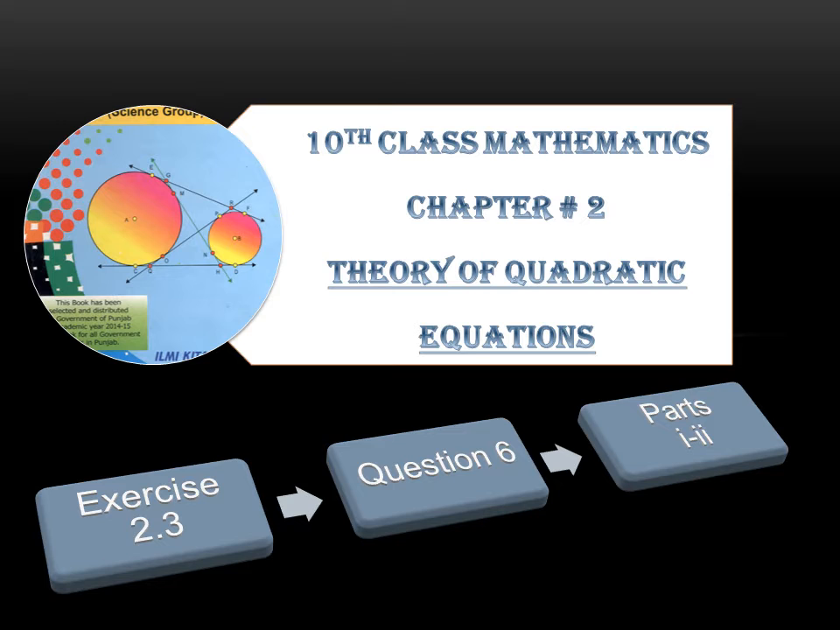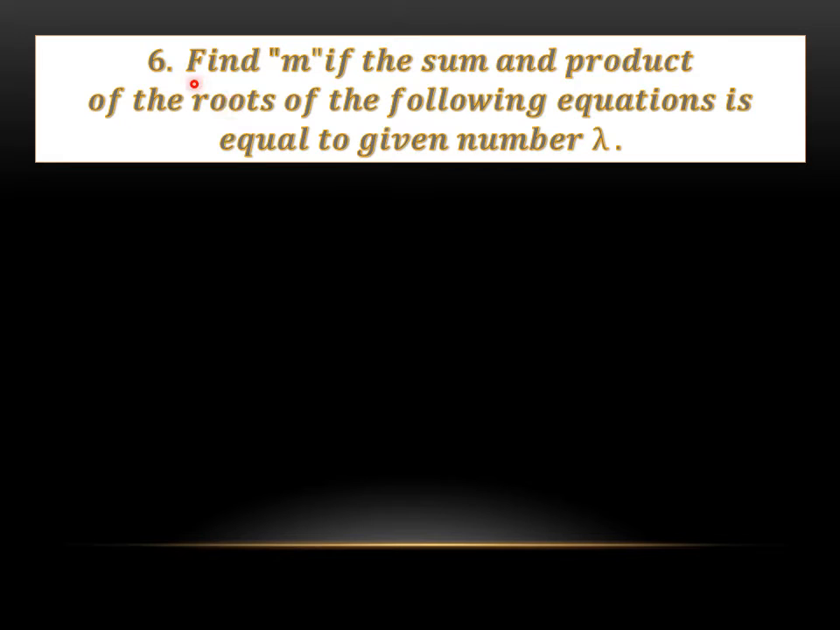In this lecture, we will continue exercise 2.3. The question taught will be 6 and both of its parts. Question number 6 states, find m if the sum and product of the roots of the following equation is equal to given number lambda. We have to find the value of an unknown, which is m. First of all, we have to find the sum of the roots, then we will find the product of the roots. The next part of the question says that the answers of both the sum and product of the roots will be equal to lambda.